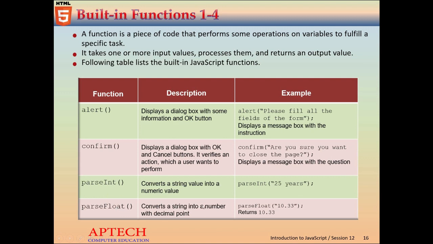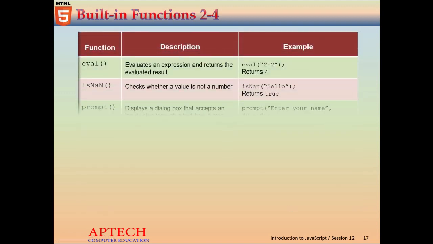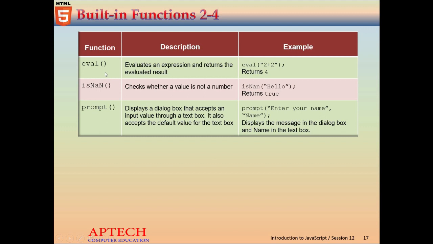parseFloat, same, it will convert a string value to a float, to a decimal. Float means a decimal. Eval is used for evaluation and returns a result. We will be adding 2 numbers, subtracting 2 numbers, some evaluations, some calculations. Next function is isNaN. NaN means not a number. It just checks whether it is a number or not. So now, isNaN hello? Is hello a number? It says not a number. Is hello not a number? True, it's not a number, it's true.